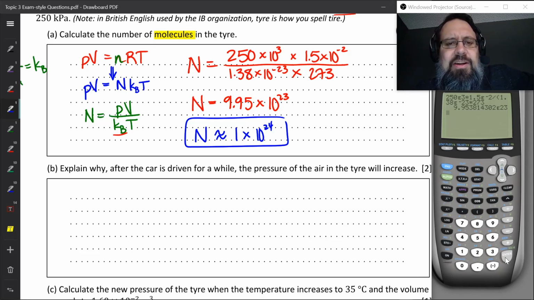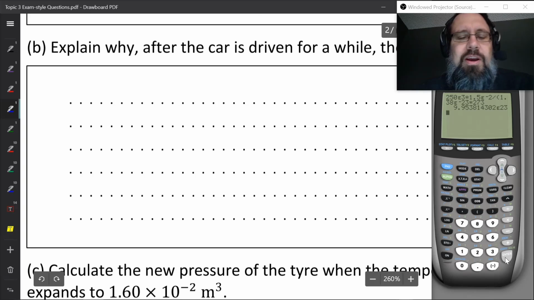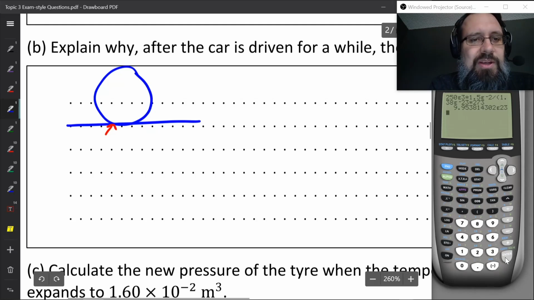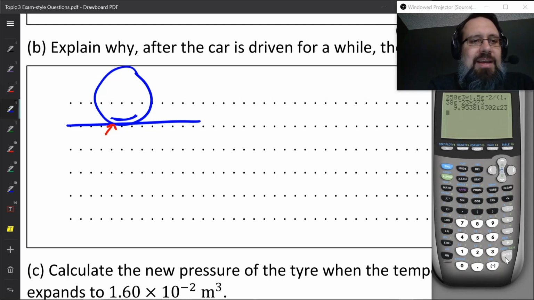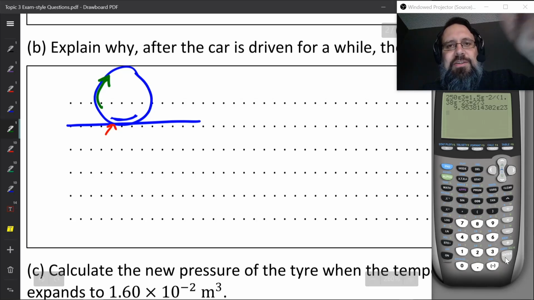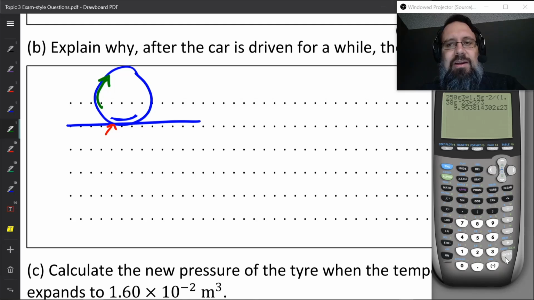Explain why after the tire is driven for a while, the pressure of the air in the tire will increase. All right, so when you think about a tire rolling along the ground, what will happen is this part of the tire that's making contact with the ground gets a little bit squished. So I'm going to try to draw like a squish there. And what happens is as the tire rotates, so the tire is going to roll as the car is moving, that squishy part is going to end up staying there. The squish stays on the bottom, but the tire rotates through that squish.